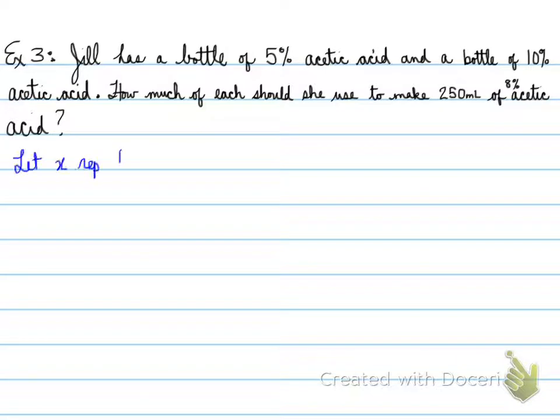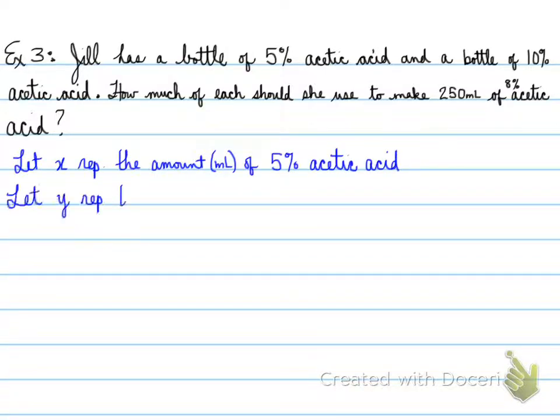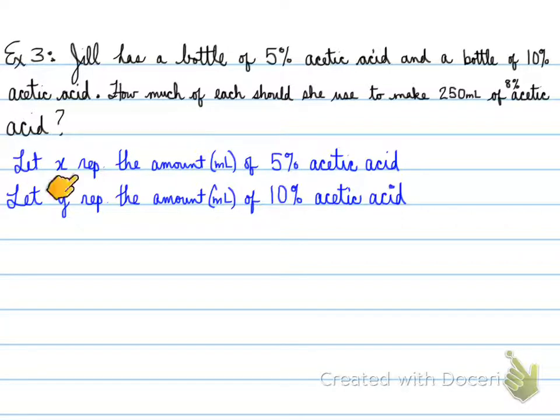Here goes. Let X represent the amount or milliliters of 5% acetic acid. Let Y represent the amount of 10% acetic acid. So basically these are the two amounts that we're looking at. How much 5% and how much 10%. We're using this to create 250 milliliters of 8% acetic acid. So these percentages are going to be used.